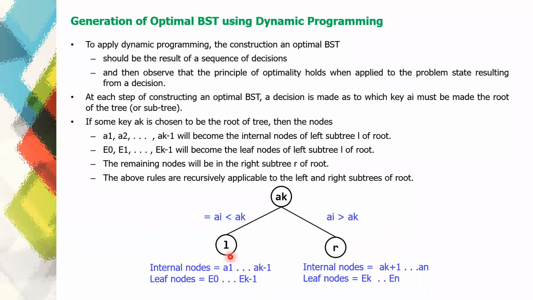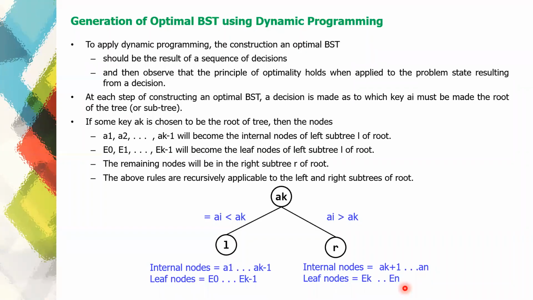Left subtree, which will contain all the values A1 to AK minus 1. This is the right subtree R, which contains the values AK plus 1 to AN. Along with the internal nodes, there will also be dummy leaf nodes, E0, E1, E2, and so on. Which leaf nodes will be there in the left subtree? Those are E0 to EK minus 1. And which leaf nodes will get into the right subtree? EK to EN.